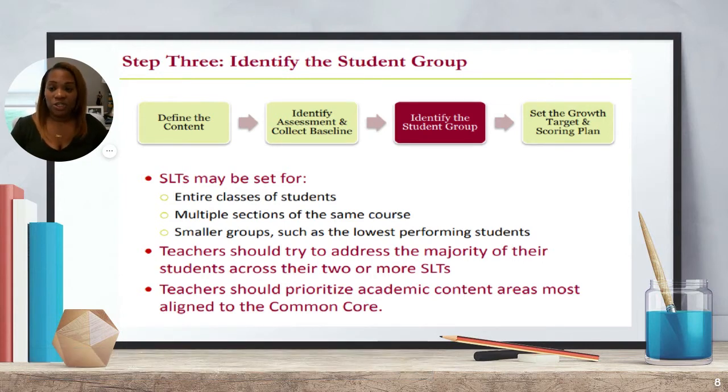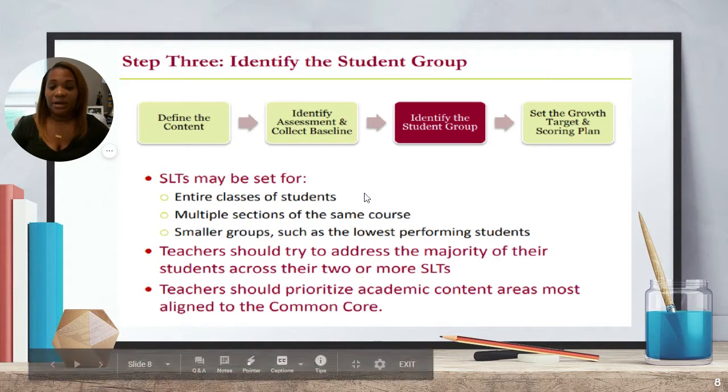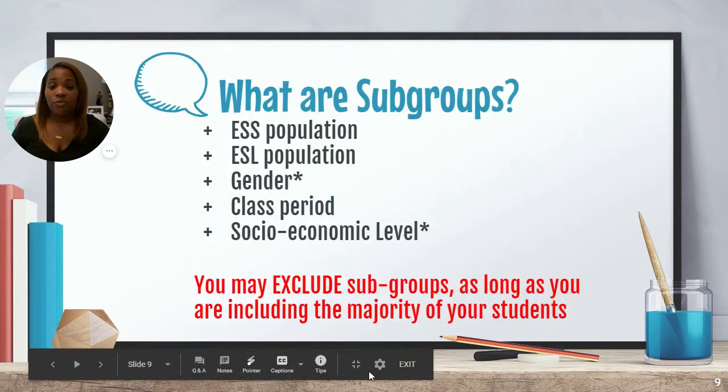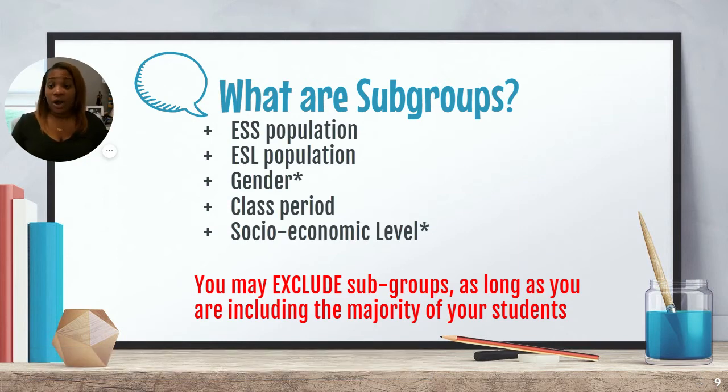So while we want you to make sure that you have 2 groups, you may say, I want to really look at my ESL students. I really want to see their progress separately from my main group. It's completely okay to have more than one subgroup with your SLTs. So what are subgroups? Your subgroups are going to be the smaller group of students.